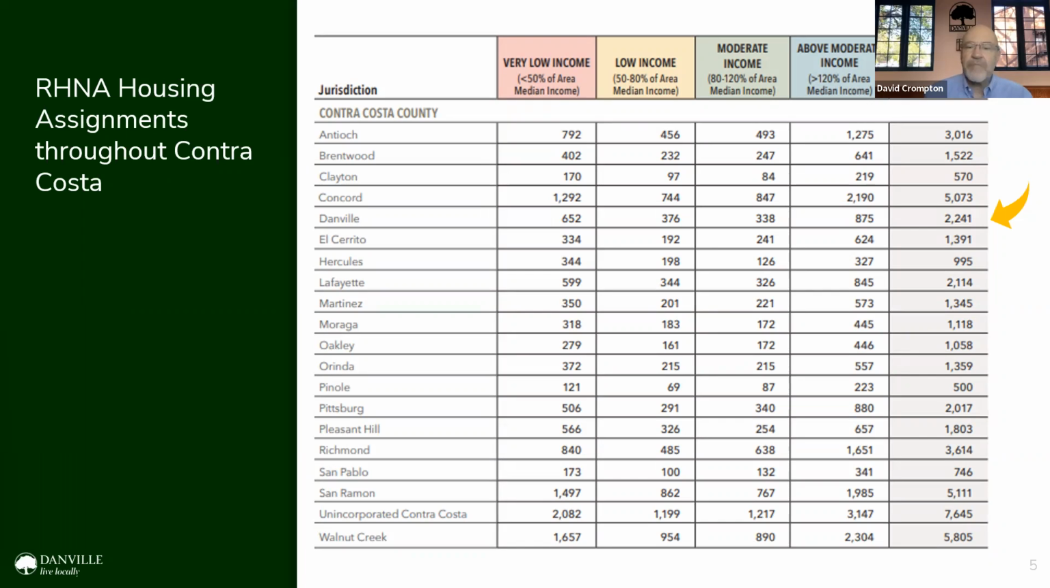And just for comparison, our sister city, San Ramon, has a total of 5,111. Let's see, the largest, I think, is Concord, which has over 5,000 units assigned, and then the unincorporated part of the county, which is all the county areas outside city limits, actually has the largest number at 7,645. So that's what we're tasked with as part of this housing element.